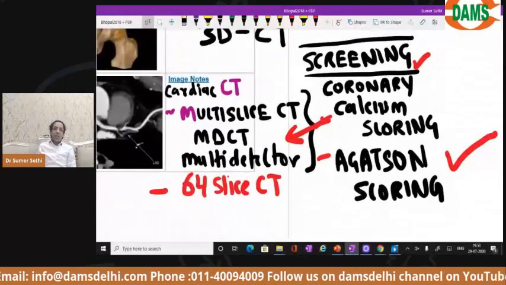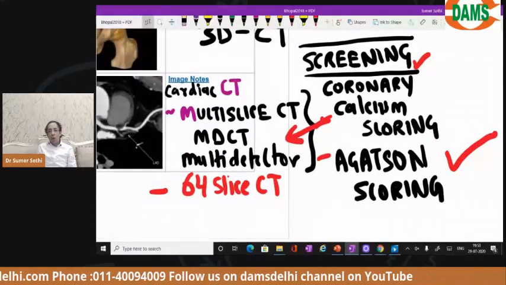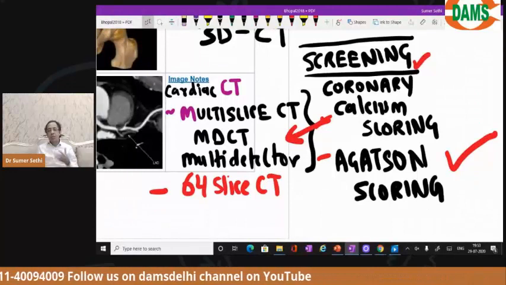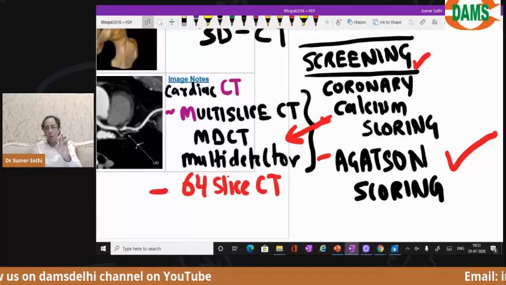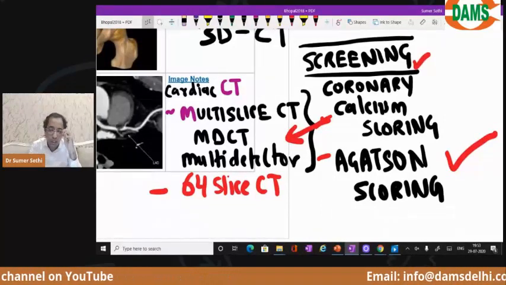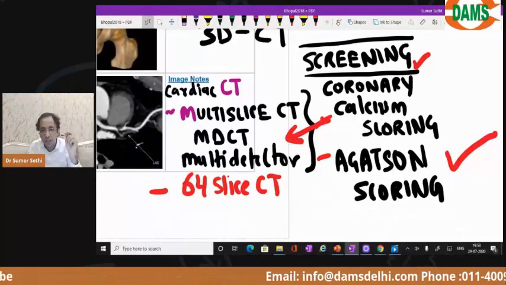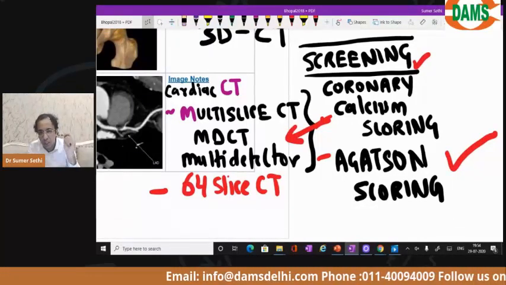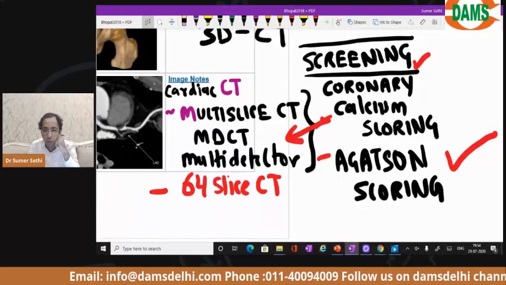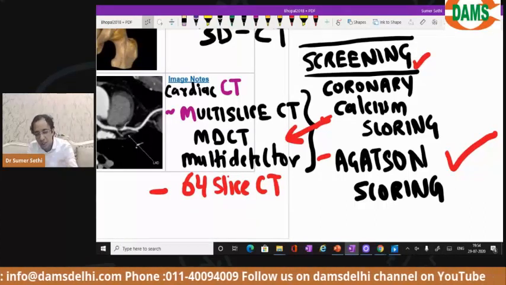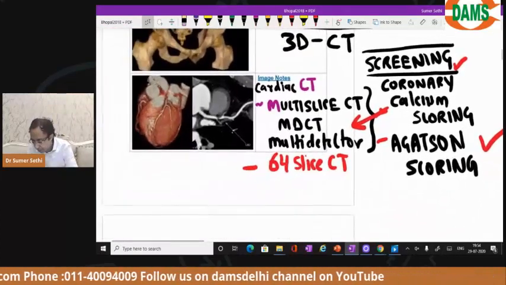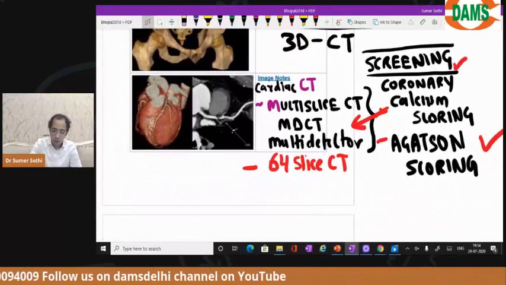So cardiac CT has a screening role for normal people. If they come for a health checkup, we do a CT and we look for the amount of calcium in the coronary. If it is significant, we think that there is atherosclerosis. We think that this patient needs further evaluation. This is called screening. Okay, everybody follows.